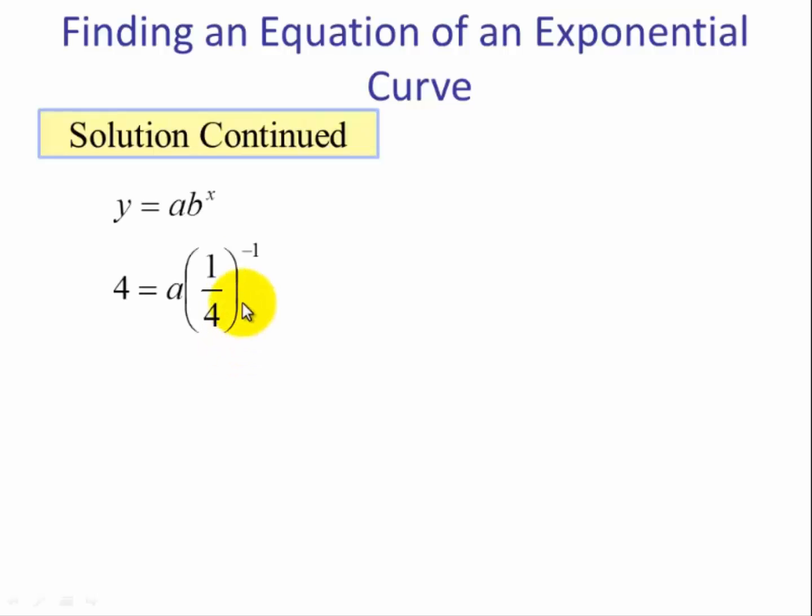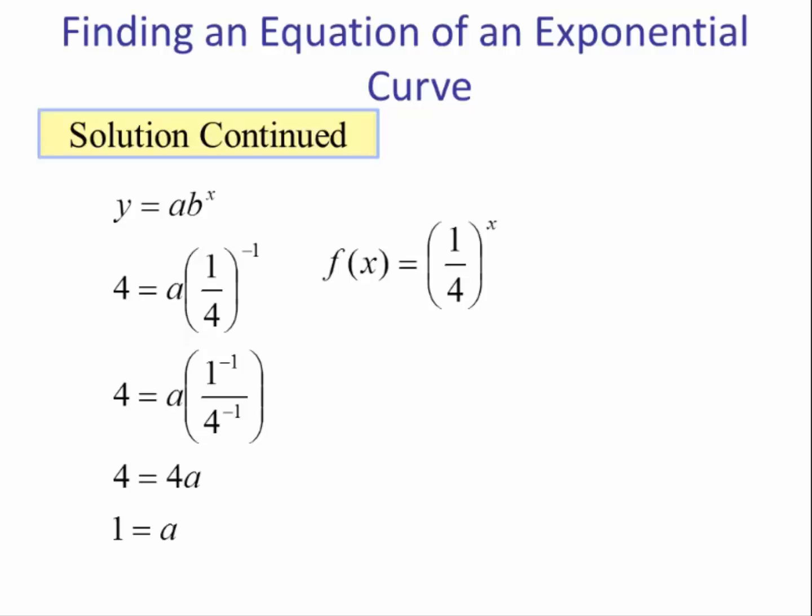To find a, we substitute the value in for b. We pick a point. I'm using the first point. X is negative 1, y is 4. Using our properties of exponents, this becomes (1/4) to the negative 1 power. So the 1 will be sent to the denominator, the 4 will be sent to the numerator. So this becomes 4 over 1, and 4 over 1 is 4. We multiply that by a, we have 4a. So 4a equals 4. Dividing by 4, we see that a is equal to 1. So our equation is f of x equals (1/4) to the x power.